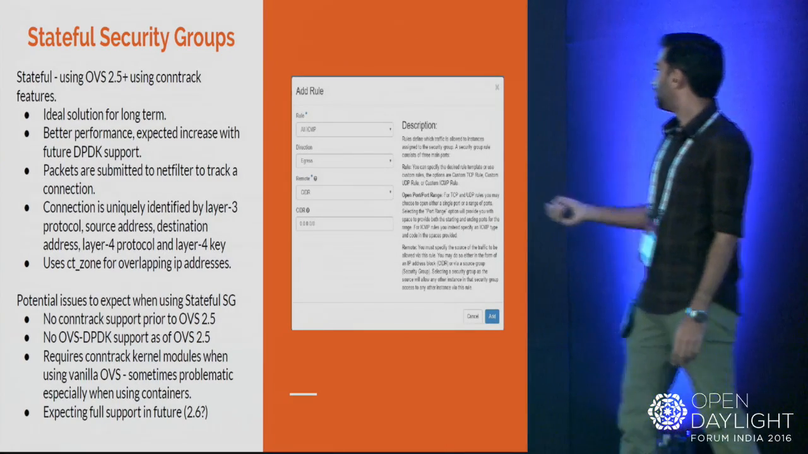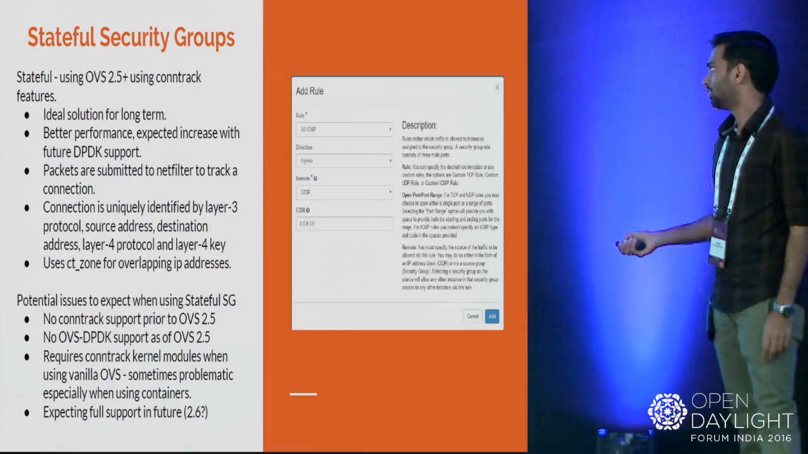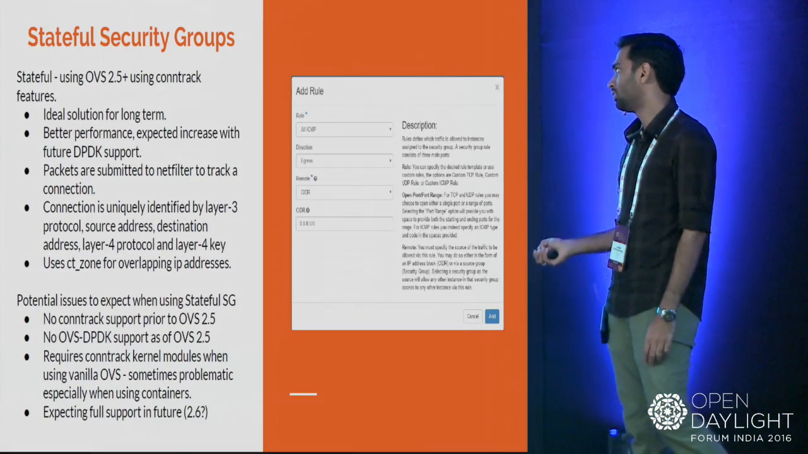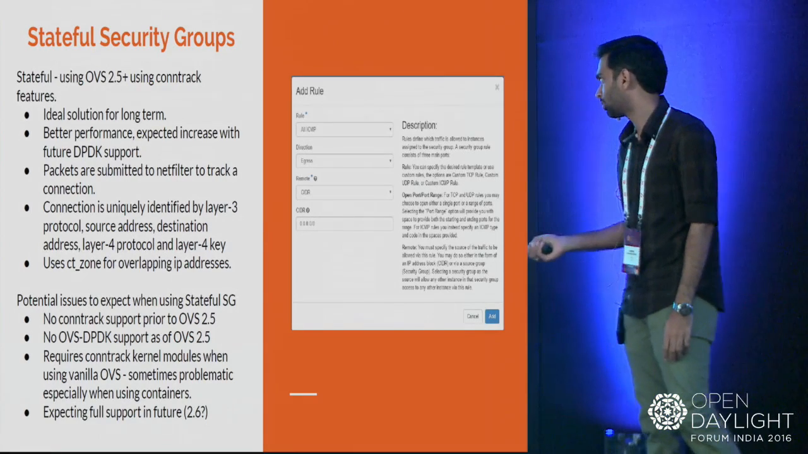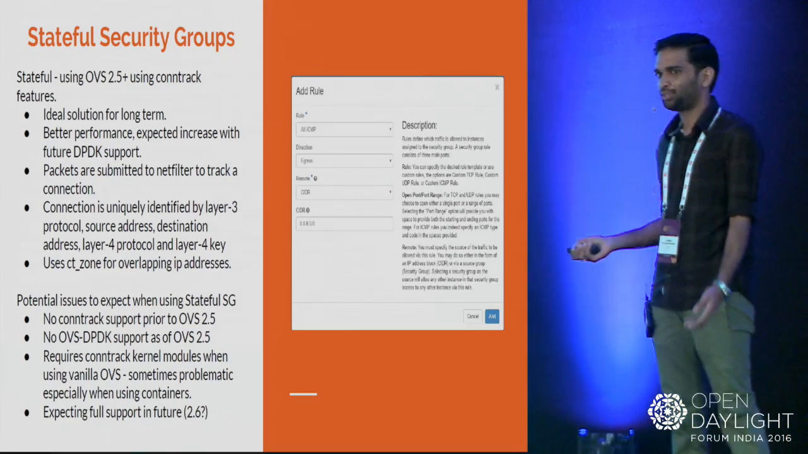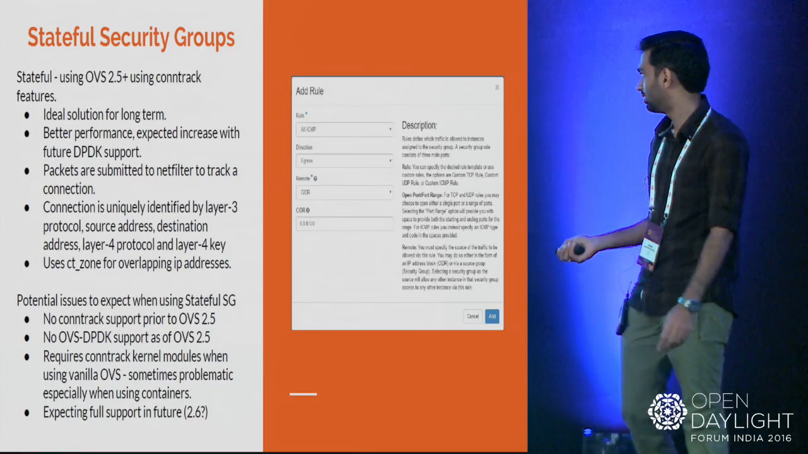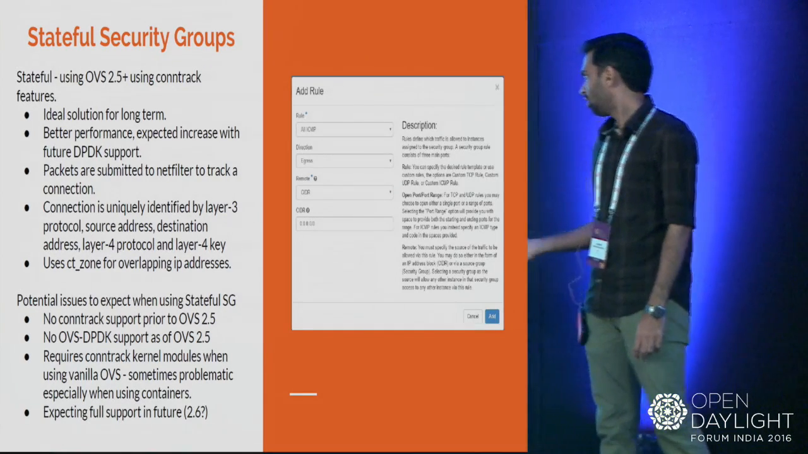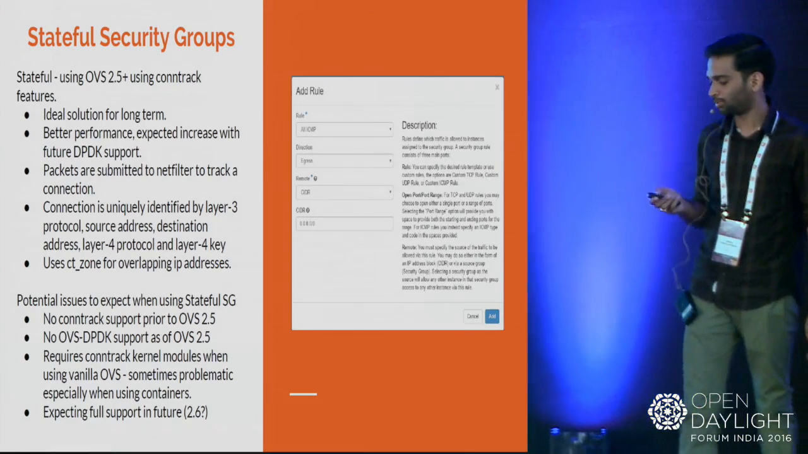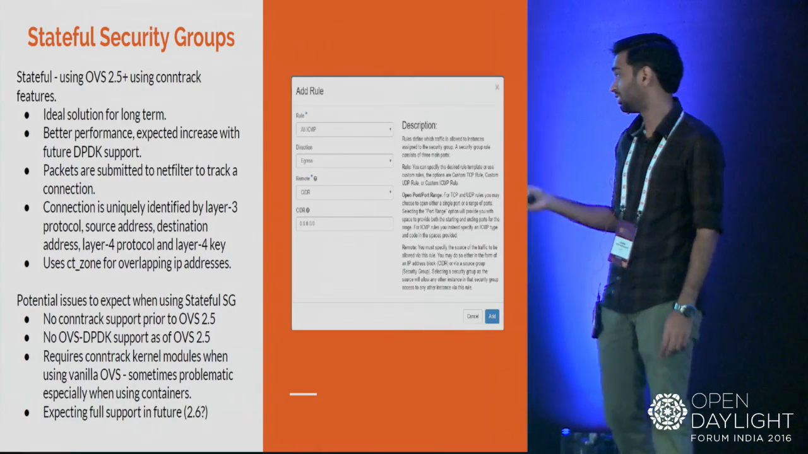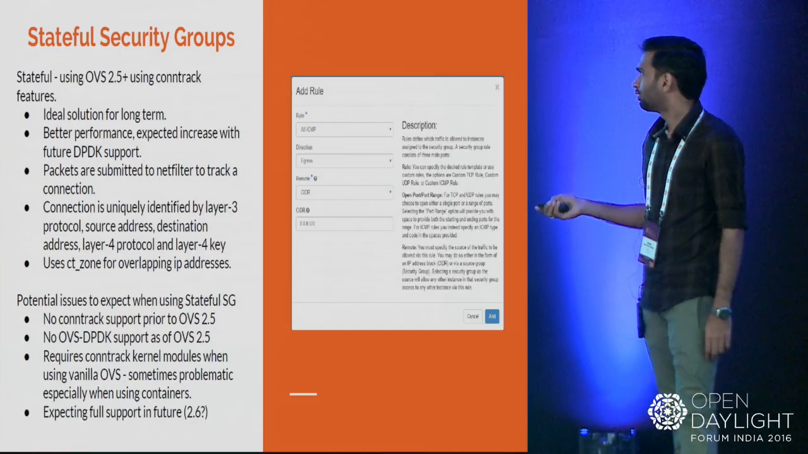Some of the issues with the stateful mode: it doesn't support OVS less than 2.5, as I told already. It will not support conntrack for DPDK; it's expected in 2.6. We have not tested, maybe it's already there. Also, the kernel modules, you have to load them. It's not available by default in the Linux kernel less than 4.13, I guess.